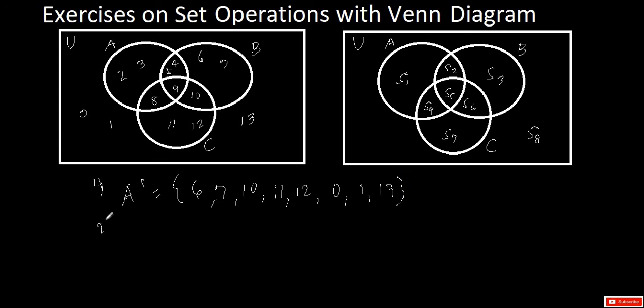Okay, what about B complement? You can pause the video and try. What are the elements of B complement? All the elements that are not in set B are the elements of B complement. So from S sub 1, 2, and 3. From S sub 4 we have 8. From S sub 7 we have 11 and 12. And from S sub 8 we have 0, 1, and 13.